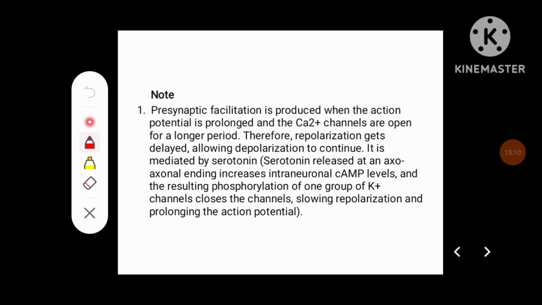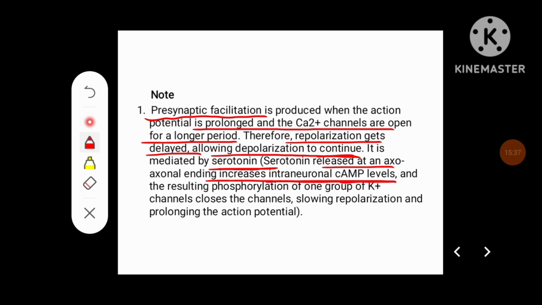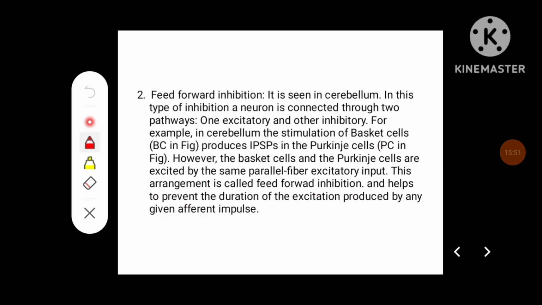Note that there is also a phenomenon called presynaptic facilitation, which is produced when the action potential is prolonged and calcium channels are open for a longer period. Therefore, repolarization gets delayed. It is mediated by serotonin. Serotonin released at the axoaxonal endings increases intraneuronal cyclic AMP, and this results in phosphorylation of one group of potassium channels, closing the channels, slowing the repolarization and prolonging the action potential.